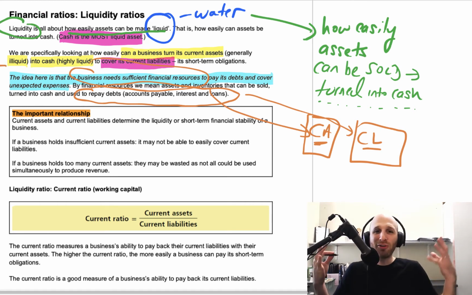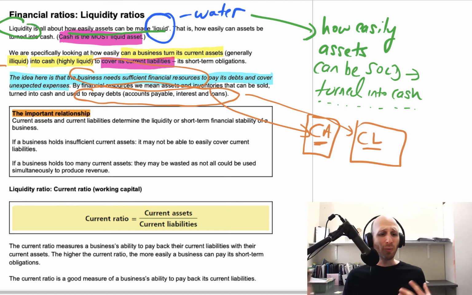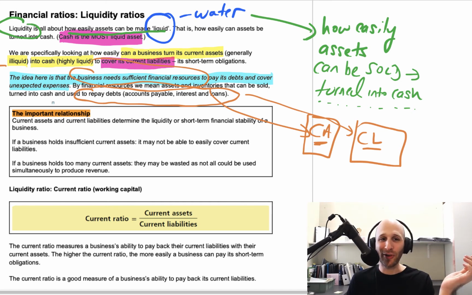So it's kind of like I've got debts, I've got things that I pay. What have I got to sell in order to be able to cover those debts? So let's look at that relationship. If a business holds insufficient current assets, it may not be easily able to cover its current liabilities. So it may not be very financially stable.